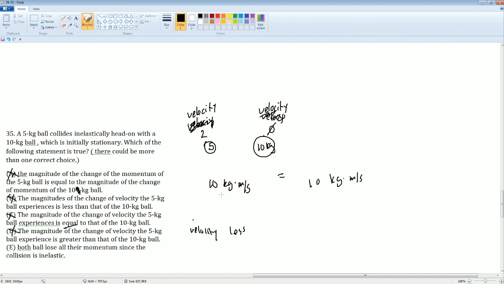Wait, hold on. No, it is more because this is a lighter object, so it is going to have a greater change in velocity. Because the lighter one has to move more. So the answer would be D. The change in velocity of the 5 kilogram ball is going to be greater. Okay, why? Because it's a smaller object, so it's going to have more velocity change. Right. So there you go. That was 35.